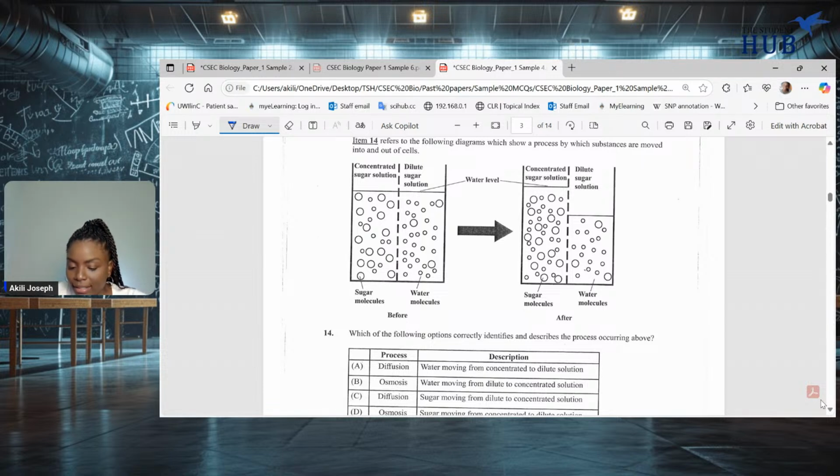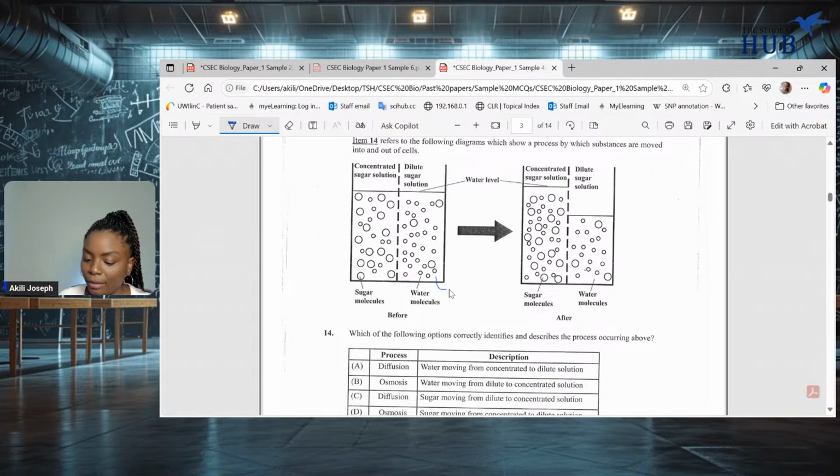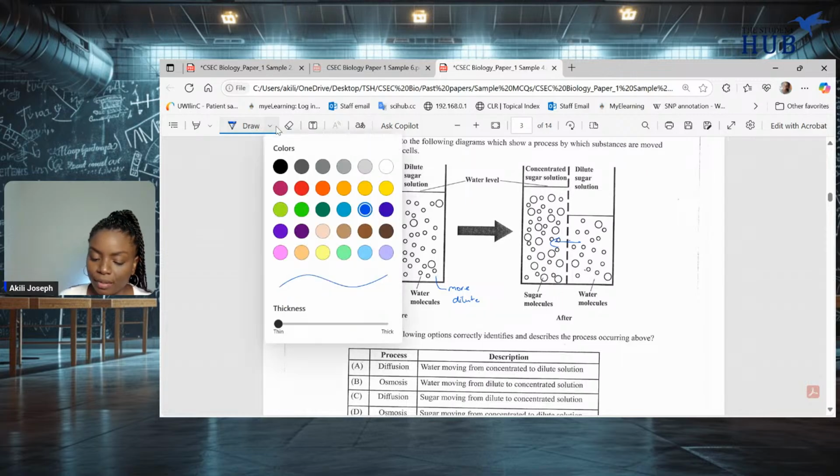Yes, so we're looking at the number of sugar molecules will tell you that on this side we have the more dilute. And this side we have the more concentrated. And the fact that we have the movement of water from right to left, the correct answer here is going to be B.